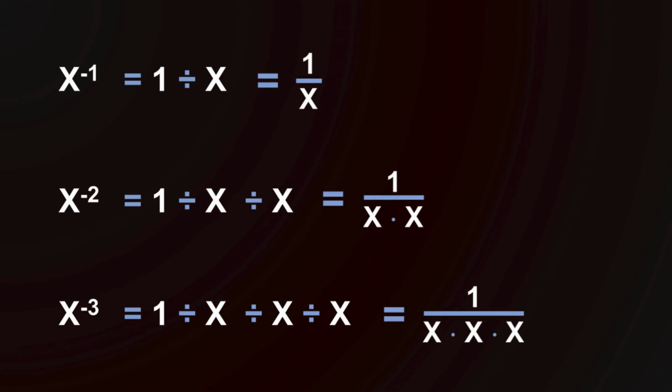But since those multiplied x's are all on the bottom of the fraction, you're actually dividing by all of them. Let's test it with an actual number with a negative exponent: 2 to the power negative 3. If we write it as repeated division, it's 1 divided by 2, divided by 2, divided by 2.